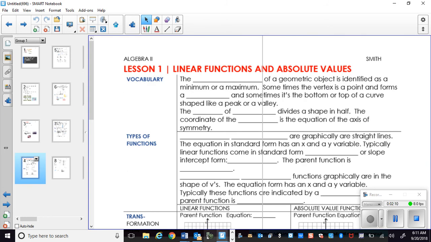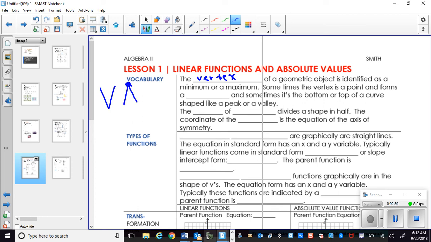Okay? So the first part we're going to do is linear functions and absolute values. This part will kind of warm you up to what you need to be able to do going forward. So the first word you're going to learn about is the vertex. The vertex of a geometric object. A vertex is created, first of all, when you have a peak or something like a valley. So objects that have peaks and valleys would be, for instance, the absolute value equation.